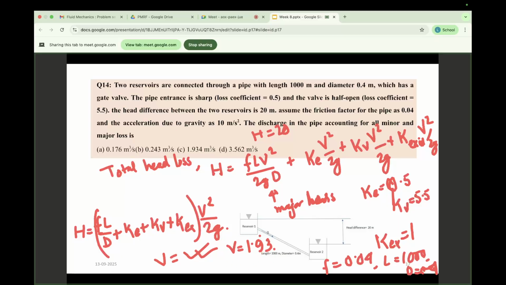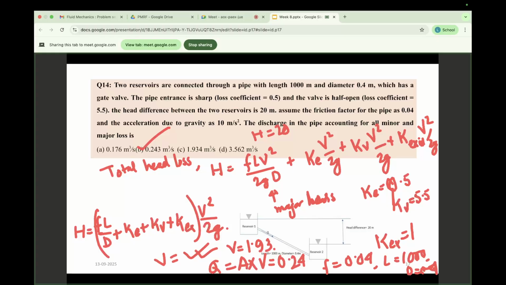Okay. So as you got V, you can find out Q. Q is A into V. Area you know, pi by 4 d square. Accordingly you can find and you will get the answer as 0.24, which is option B. So option B is the correct answer in this scenario.